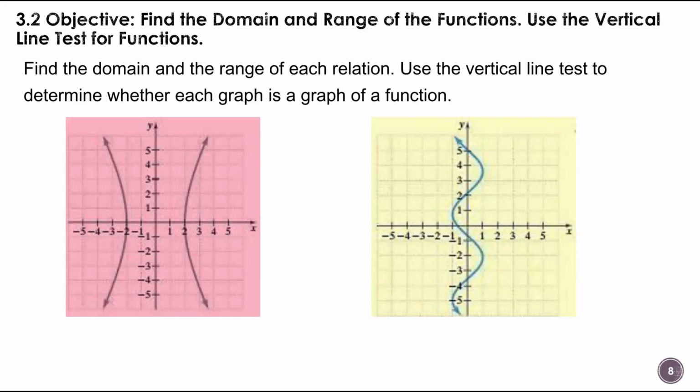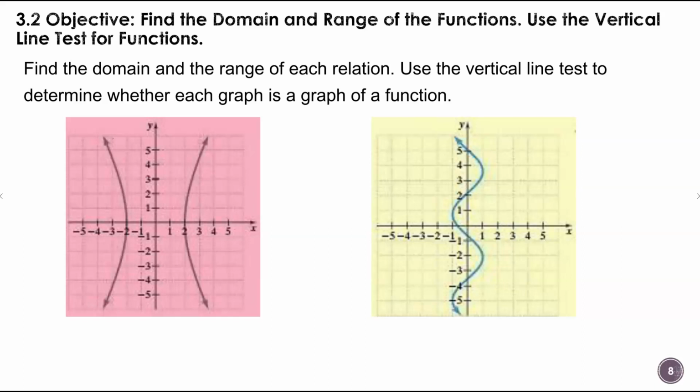All right, we're on the second video for functions, and we're still talking about the vertical line test. We are going to also find domain and range. So let's take a look at the pink graph and talk about that. Notice on the pink graph, I have these two curves, right? This is a hyperbola basically, and there's two parts to it.